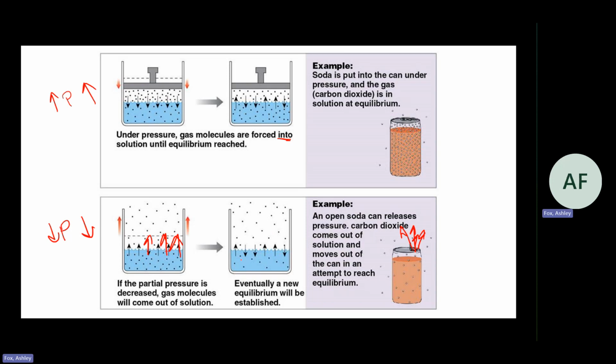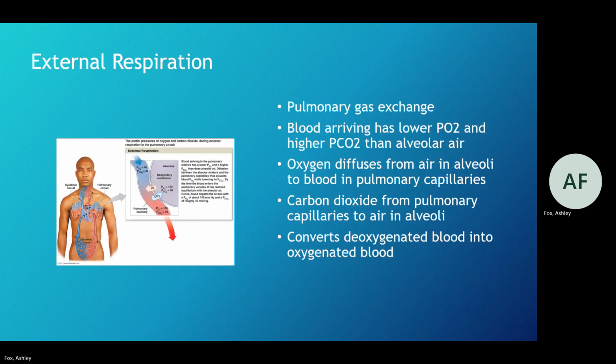Eventually you have equilibrium and you have flat soda. So again, that's why they're directly proportionate. Increase the pressure, increase the movement into solution. Decrease the pressure, decrease the movement into solution, or the concentration in solution. Why are we talking about this?